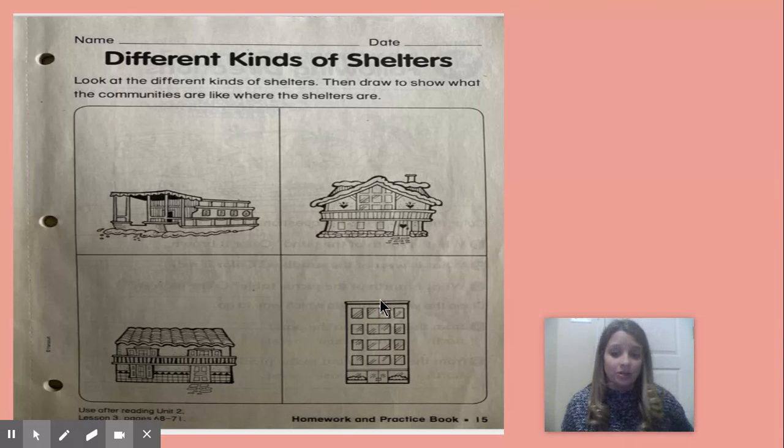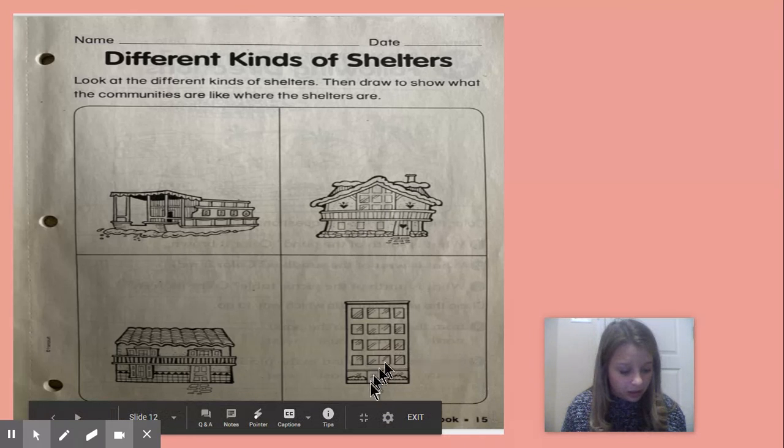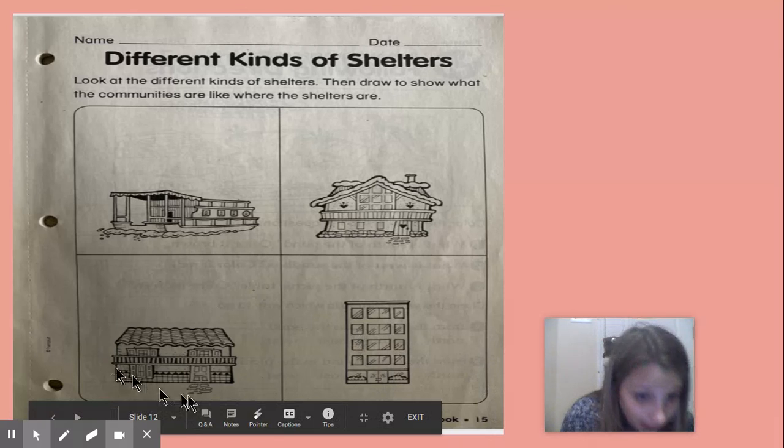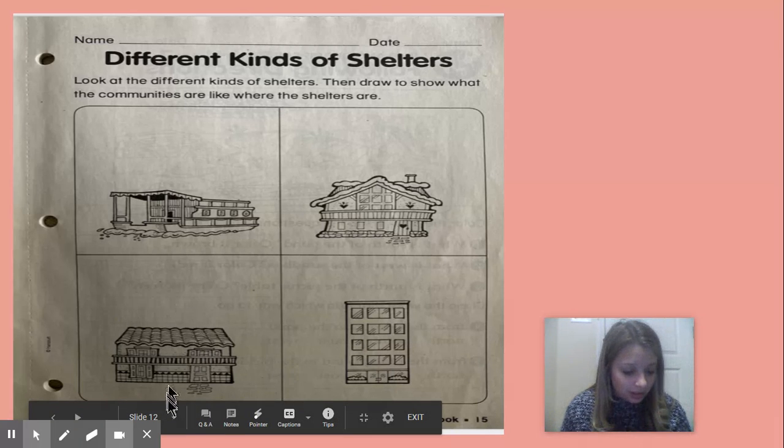All right, so what you're going to do today is page 15, and it is attached to this assignment. It says different kinds of shelters. So look at the different kinds of shelters and then draw to show what the communities are like where the shelters are. So maybe this one, that looks like it could be in rural. This could be rural or urban. This could be urban, so you could have a lot more buildings to it. This one, it looks like maybe it could be in the desert area.